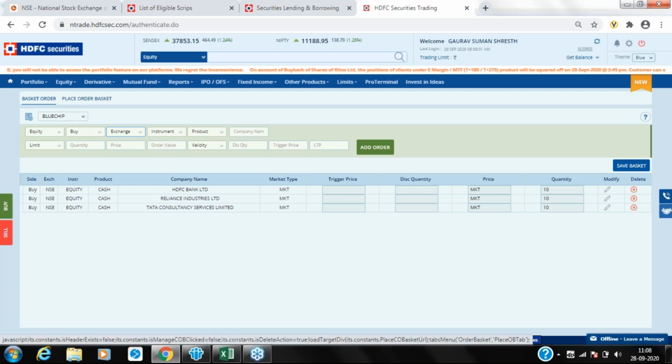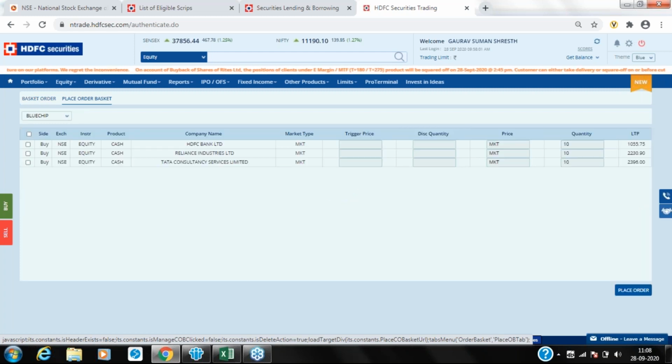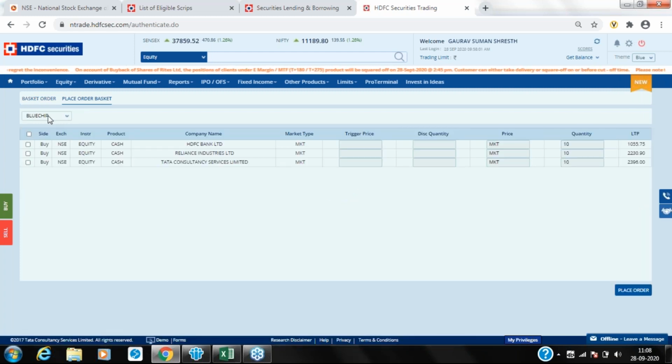Now in order to place the basket, you have to go to the right hand side column, which is the place order basket, and over there you can select the list of baskets that you want to execute. Since we have created only one basket, with the name Blue Chip, only one name will appear. Also, in the basket, let's suppose you have added 15 stocks, or in this example let's suppose we have 3 stocks, but I don't want to place all the orders, I only want to place a couple of orders. So I have that option also.